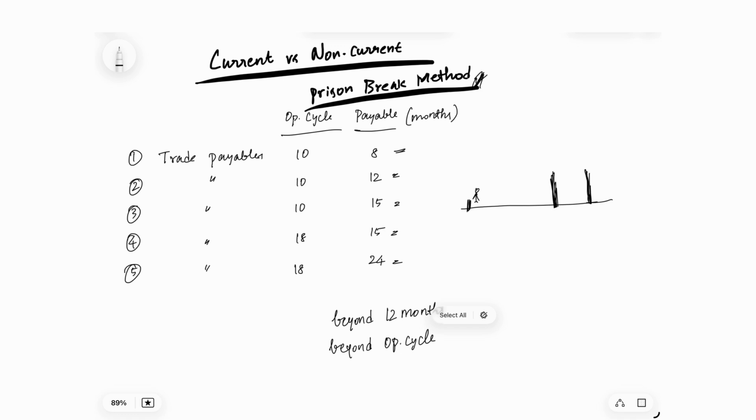Therefore, let us do the first scenario here. Operating cycle of 10 months. So 10 months comes here and this is the operating cycle. And the second wall is always the 12-month criteria, because 12 months is how long a year is. So if a liability is repayable within a year, it is most likely a current liability.